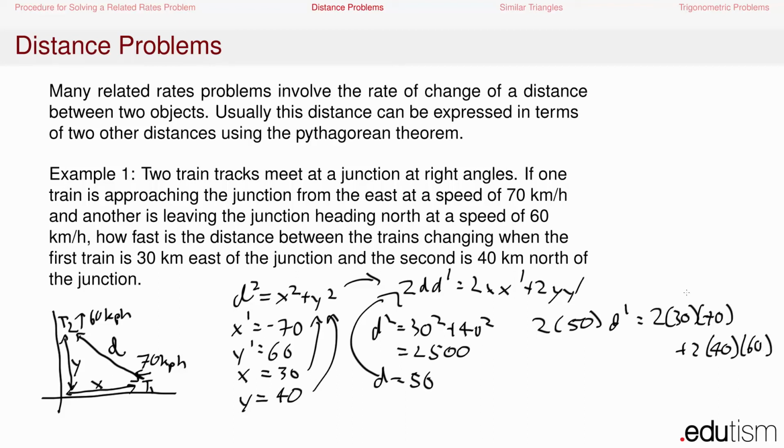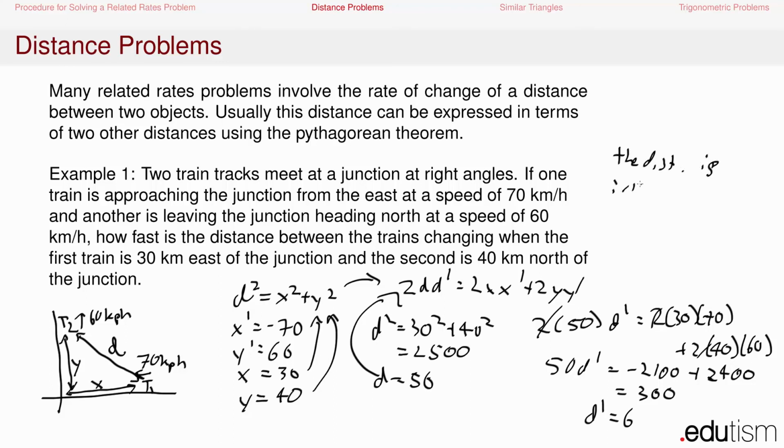If we simplify this, we can get rid of all the 2's by dividing both sides by 2. We get 50 d prime equals 30 times negative 70, which is negative 2100, plus 40 times 60, which is 2400. Putting these together, we get 300 divided by 50. d prime is 6. Which means that the distance is increasing at 6 kilometers per hour.